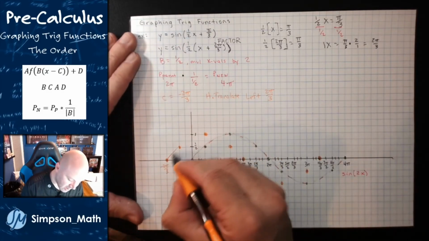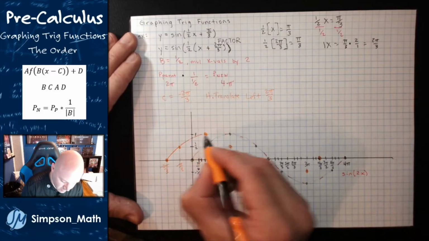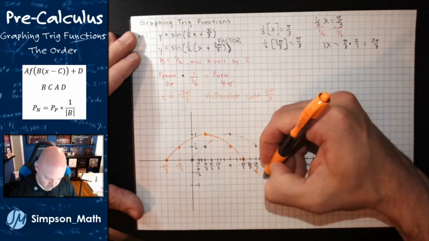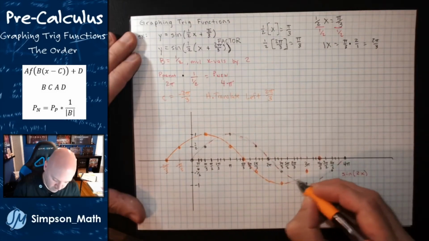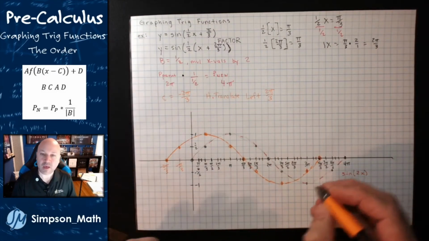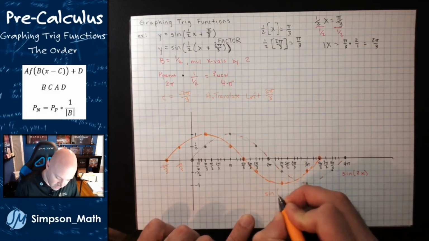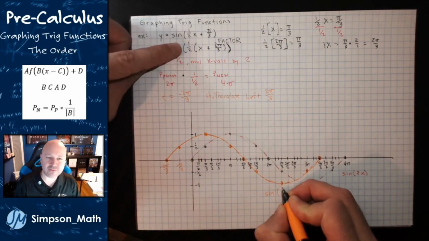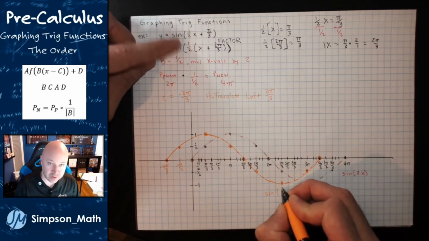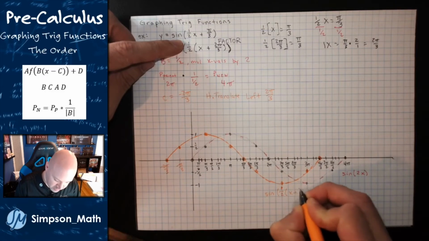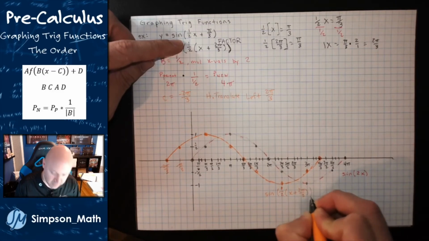In orange, I'm going to graph my final sinusoid or graph. I'll label it sine of, I'll go ahead and use the factored version, but either one they're the same thing. 1/2 of x plus 2 pi/3.